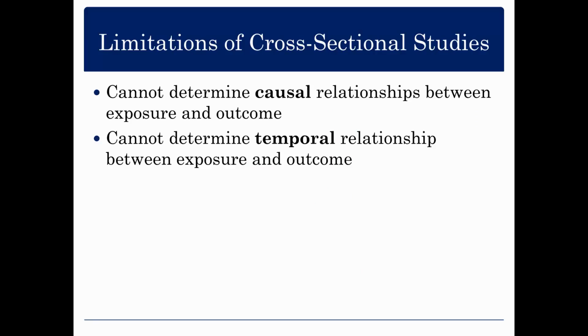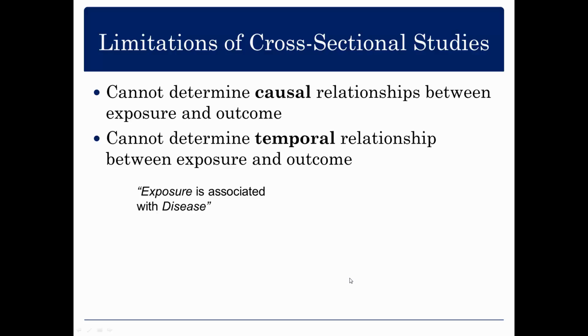The limitations of a cross-sectional study include the fact that we can't obviously determine cause and effect simply because there are too many potential sources of bias here, too many confounders. In addition, we really can't determine any temporal relationship between the exposure and outcome because we're looking at information as a snapshot in time, and we don't have reliable information about which came first in our sample, the exposure or the outcome.